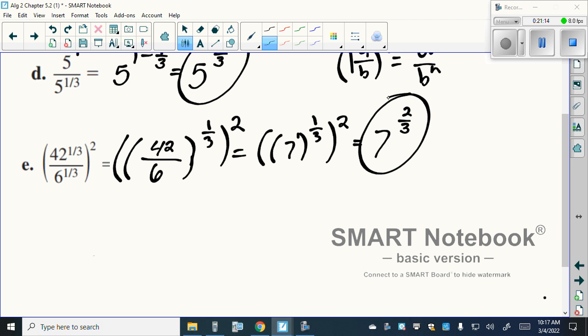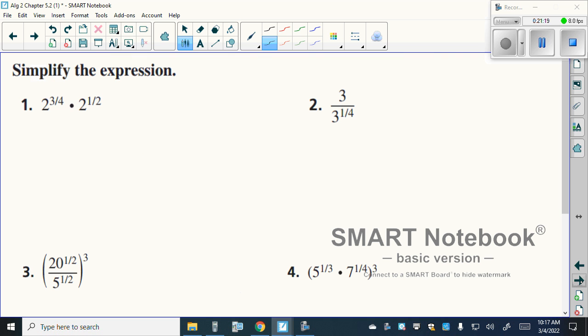Questions on this here? So most of this here isn't really doing a whole lot. It's just really manipulating these equations so that they are in simplest form. Well, first one here, 2 to the 3/4 times 2 to the 1/2. We can try and see what we get.